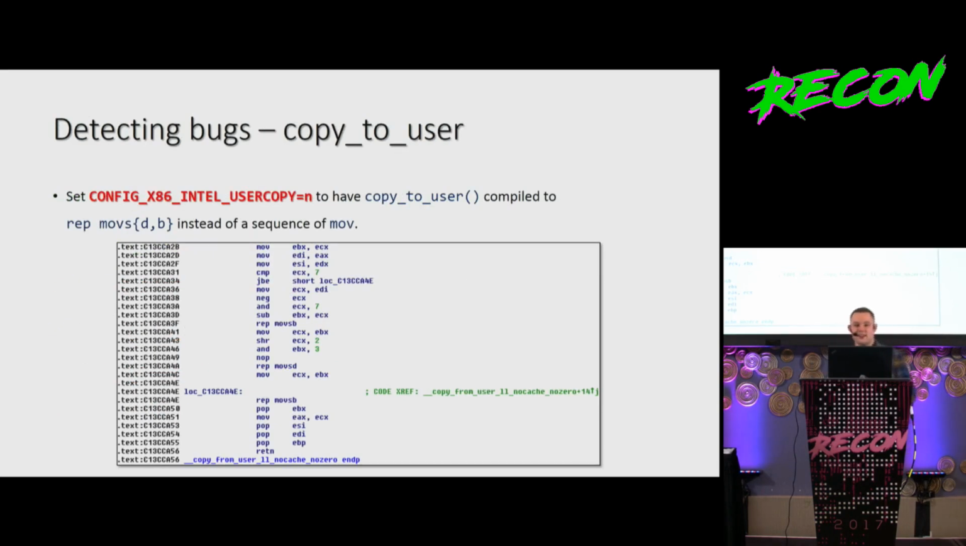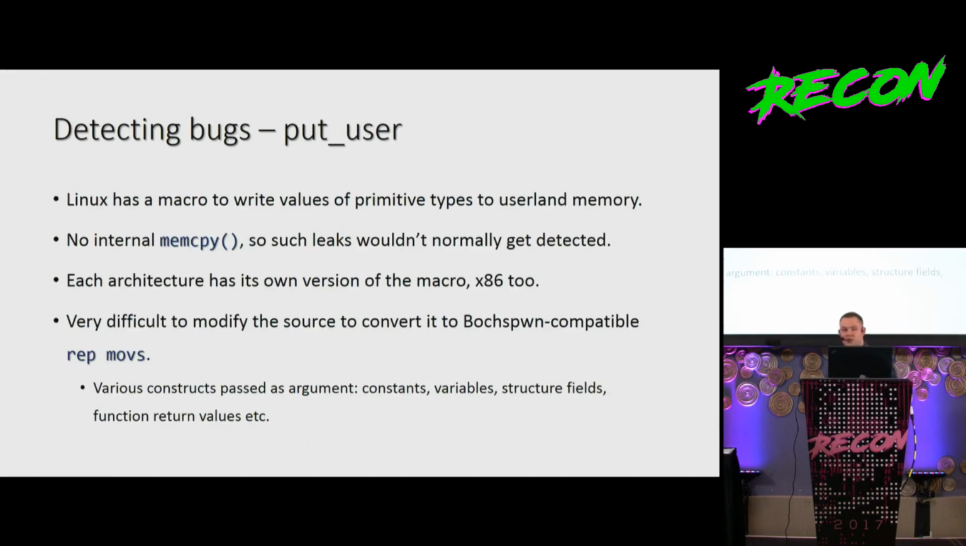Then we have to set another flag in order to make the copy_to_user function use the rep movsb and movsd instructions. It's also pretty simple. The bigger problem is that in Linux there is a special function for copying basic types back to user mode. And it doesn't use memcpy, so normally we wouldn't be able to capture any of those reads and writes, and we're really interested in them as well.